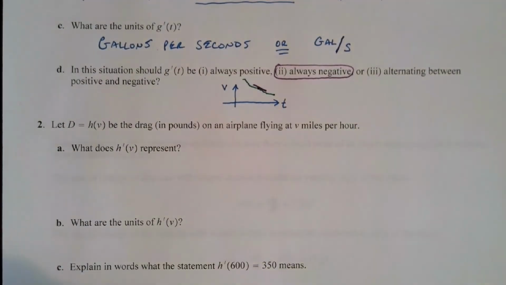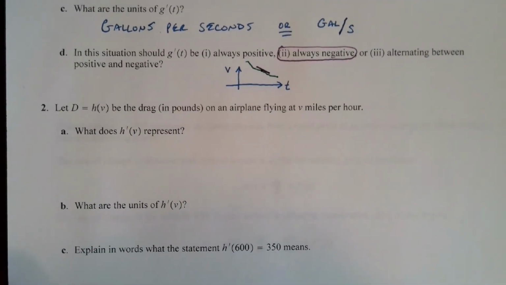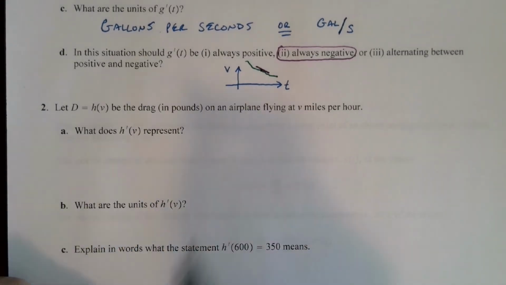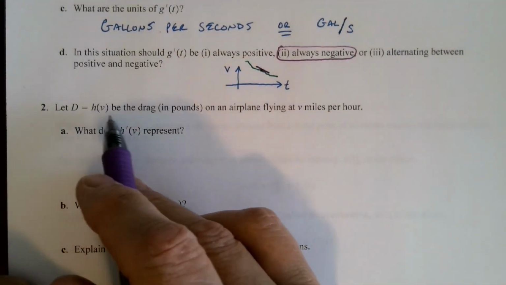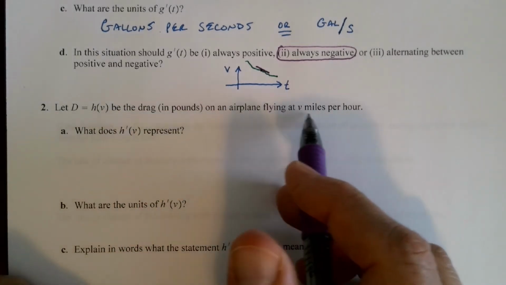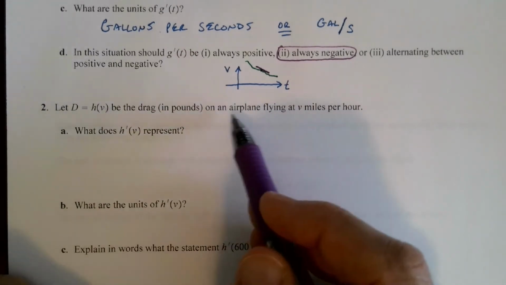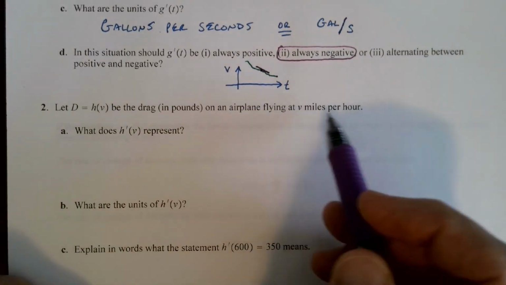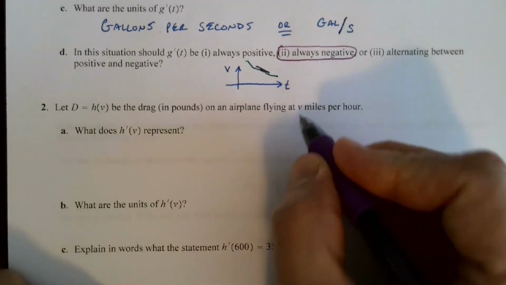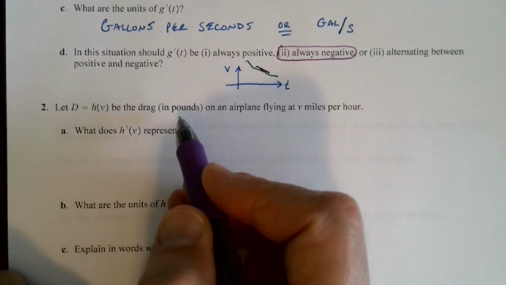Let's take a look at another example. A little aeronautics or aerospace engineering problem. Let D equal h of v be the drag in pounds on an airplane flying at v miles per hour. So we input into this function the speed, if you will. The airplane is flying at v miles per hour. So input the speed in miles per hour, and what's the output? D, the drag, which is measured in pounds.